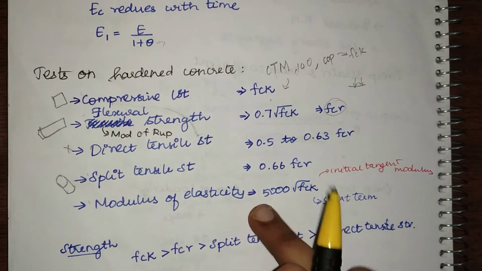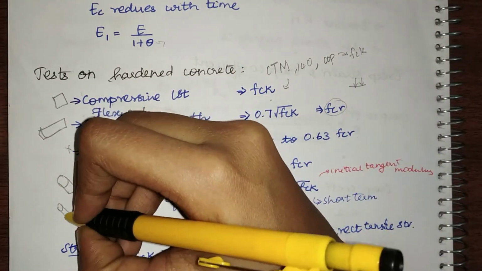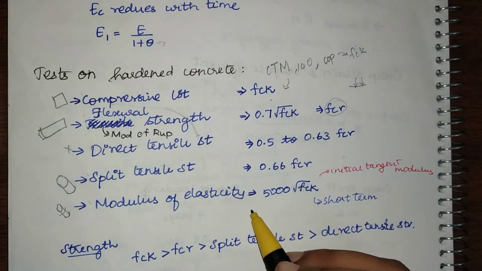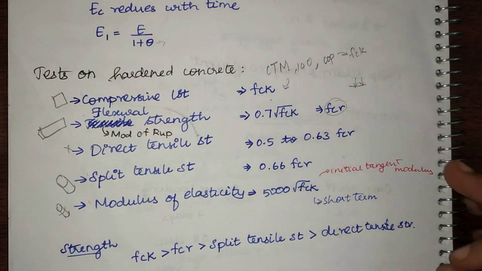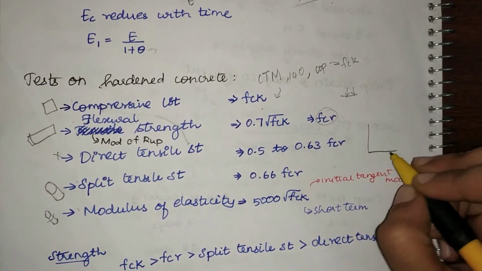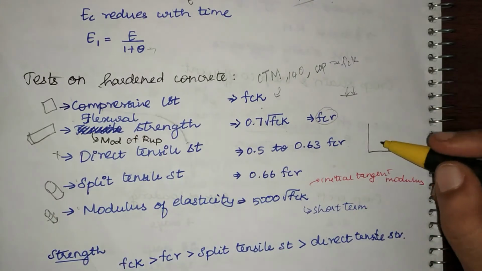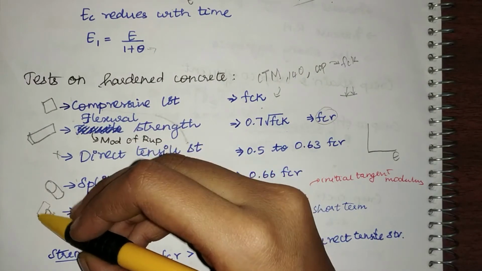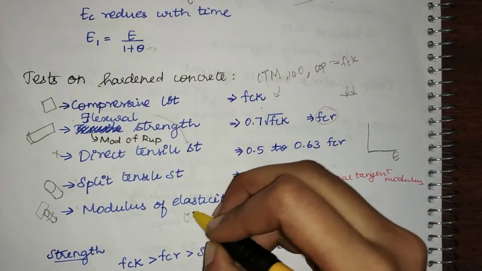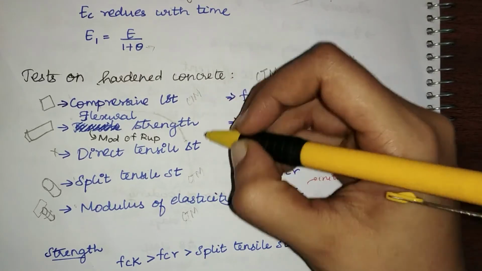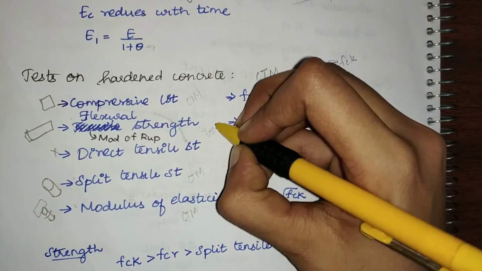Next is modulus of elasticity. Here also we'll use a cylinder, and here we'll use a compressometer to find the modulus of elasticity. So what we'll do here is let me draw it here. Using the compressometer we will find the strain value, and since we are using a CTM machine, the universal testing machine will be used.